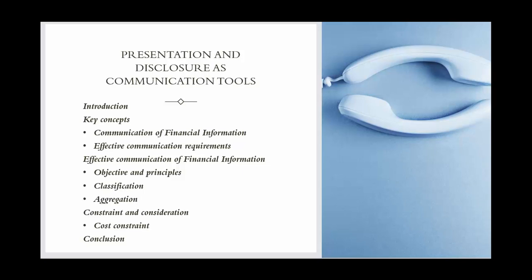Key concepts. 1. Communication of financial information. Financial statements communicate information about an entity's assets, liabilities, equity, income, and expenses. Effective communication makes the information more relevant and faithfully represents the entity's financial status. It enhances the understandability and comparability of the financial data presented. 2. Effective communication requirements. Focus on presentation and disclosure objectives and principles rather than strict rules. Classify information in a way that groups similar items and separates dissimilar items. Aggregate information such that it is not obscured by unnecessary detail or excessive aggregation.